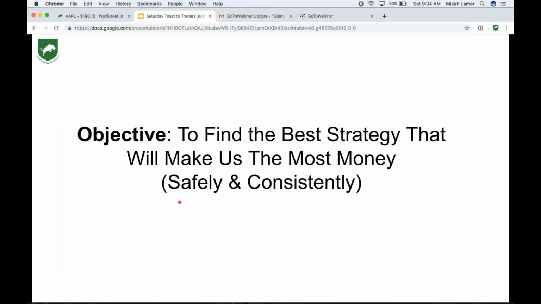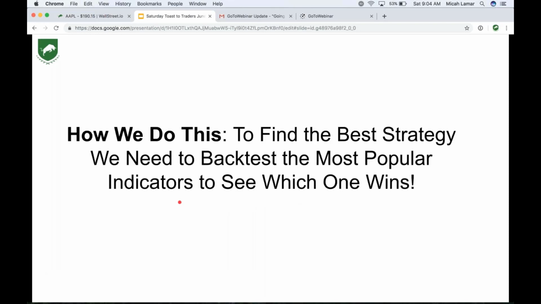Safely means the risk reward is good. We don't have to risk a lot of money or risk too much. Consistently means we want a strategy that will work over and over and over again so we can continue to milk it.